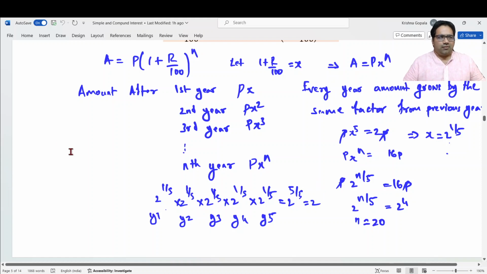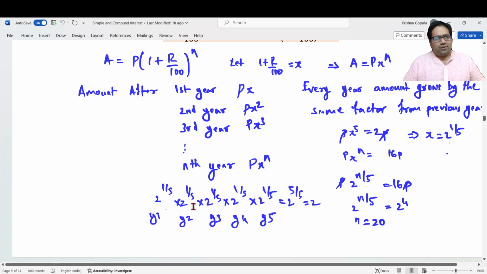If you start with 100 into 2 power 1 by 5, that is the end of the first year. Into another 2 power 1 by 5 will become the end of the second year. Second year into 2 power 1 by 5 will become the third year. Third year into 2 power 1 by 5 will become the fourth year. Fourth year into 2 power 1 by 5 will become the fifth year. So every time, P into this, into this, into this, into this.